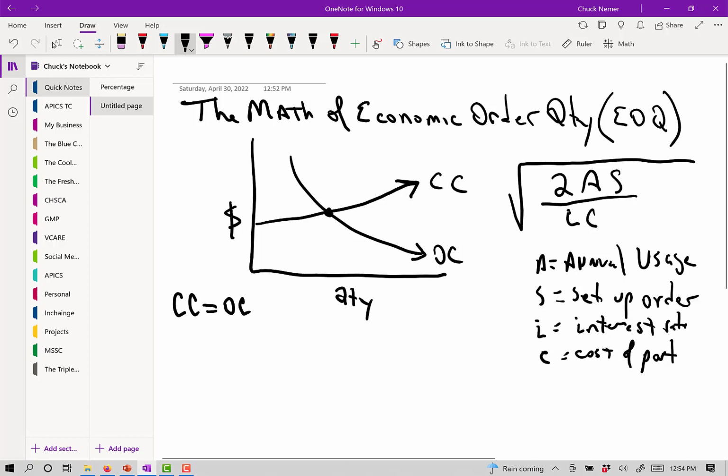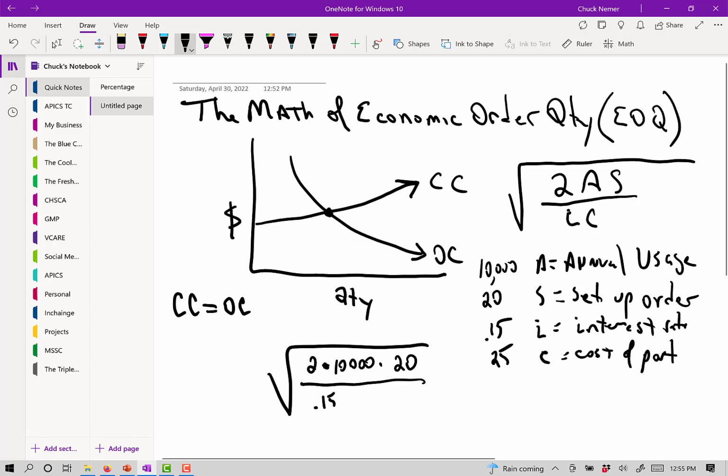So you're going to get numbers here like annual usage is $10,000, setup cost is $20. Let's say the interest rate's 15%, cost of the part is $25. So just plug in numbers in here. We would take the square root of 2 times 10,000 times S, the cost to place the order, $20, divided by 0.15, the interest rate, times $25 a part.